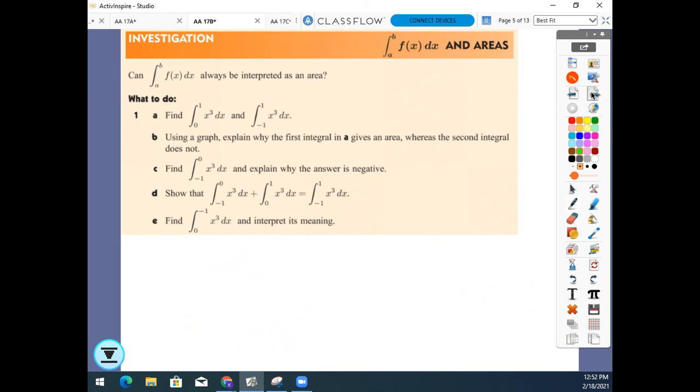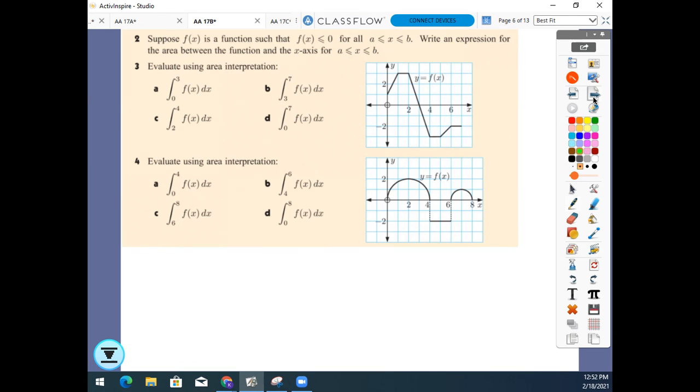All right, so what I'd like you to do is look at this investigation and work your way through. If you can just take a few minutes, work your way through this investigation. This is kind of interesting the way it uses area. If you recognize some of these shapes, you can break this up however you want. This is all using area.